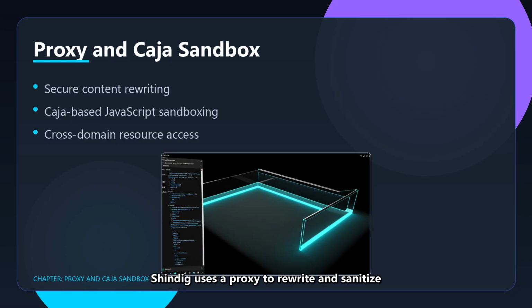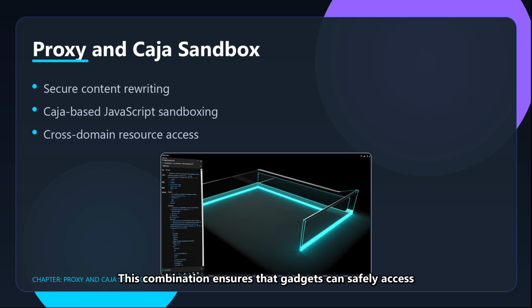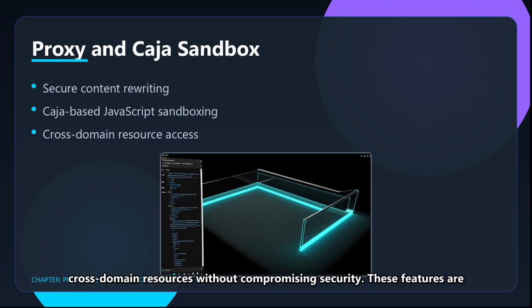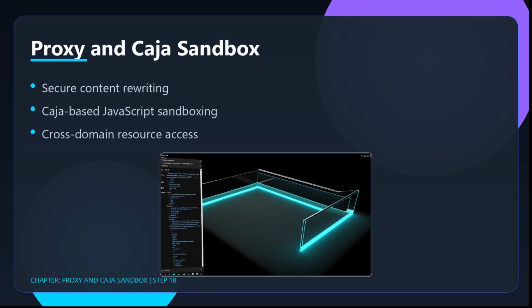Shindig uses a proxy to rewrite and sanitize gadget content and Caja to sandbox JavaScript execution. This combination ensures that gadgets can safely access cross-domain resources without compromising security. These features are essential for multi-tenant environments.